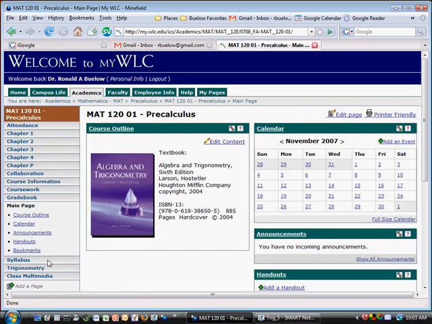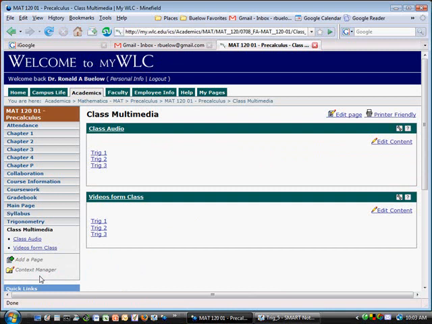I've added a button called Class Multimedia down here on the left. When you click on that, it just has two things: class audio and class video. The audio is an MP3 file, and if you wanted, you could download it and put it on something that plays MP3s. And the video, you can download it too. Again, I'll just show you one of each.